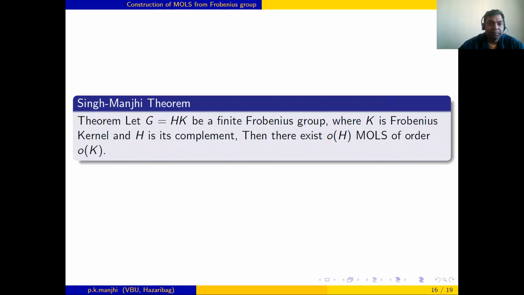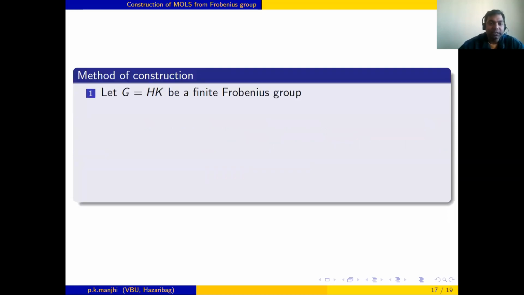And this is the theorem I gave a few years back: if G is some Frobenius group and K is the Frobenius kernel with its complement H, then we must have the order of H dividing each of the order of K. So the method from this theorem is like this.